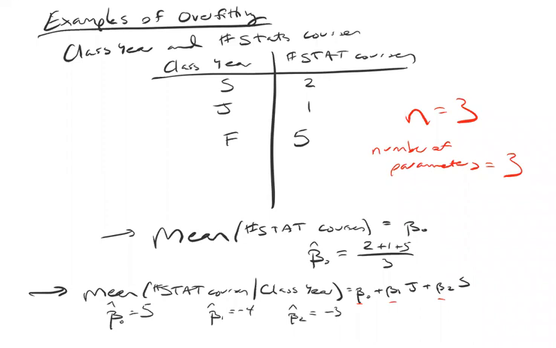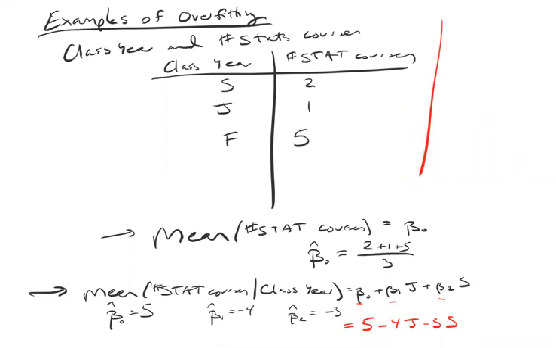So for this person who's a first year, let's summarize this model just to be clear here. My best guess at this model was 5 minus 4 times whether you're a junior, minus 3 times whether you're a senior. So my fitted value for the first year, let's put it in the fitted value column. Remember, we call those y hats, the fitted value.